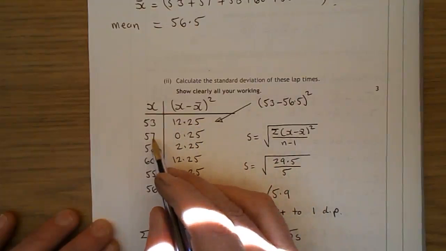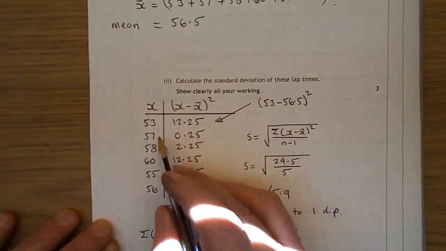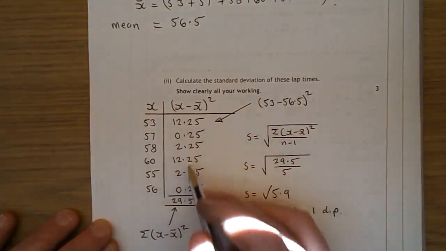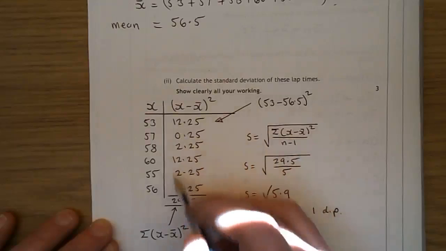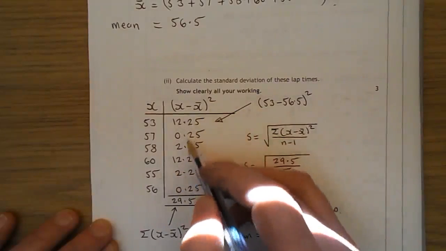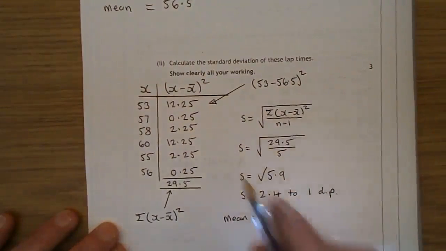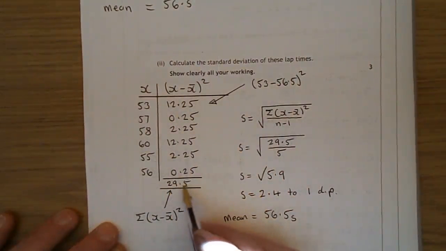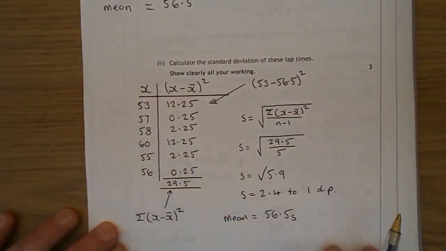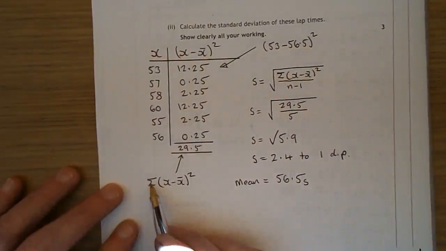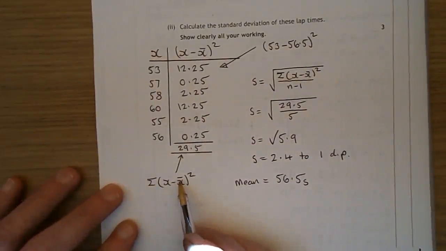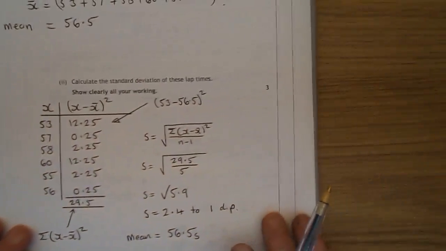Similar story for 57, take away 56.5, square it, there we go. And it's the same process all the way down. Obviously none of these numbers will be negative because you're squaring things and you always get positives there. Get your calculator and you add them all up and you get 29.5. That is your sum of each number, take away the mean, squared, that we're going to use over here.